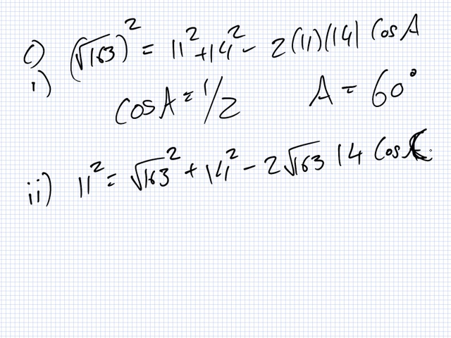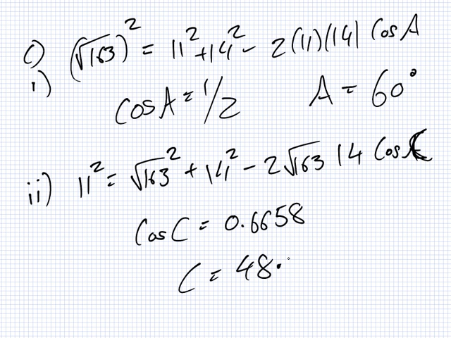Right, so here, let's see, 11 squared minus 163 minus 14 squared, divided by 2 divided by 14 divided by minus root 163. I got cos C equals 0.6658. So what did you get for C? Correct, 48.3 degrees.